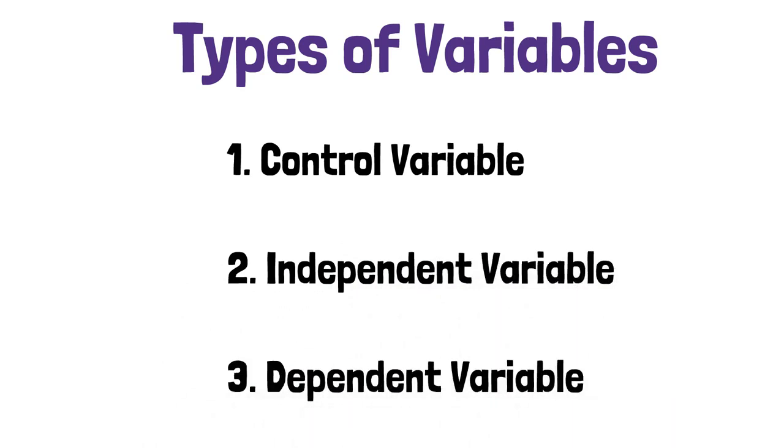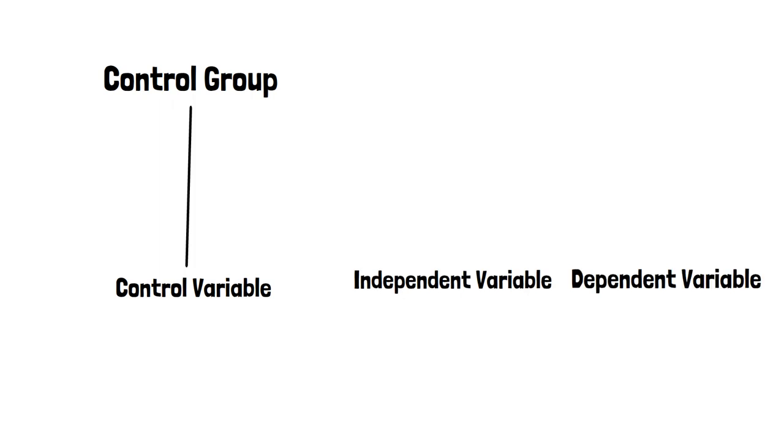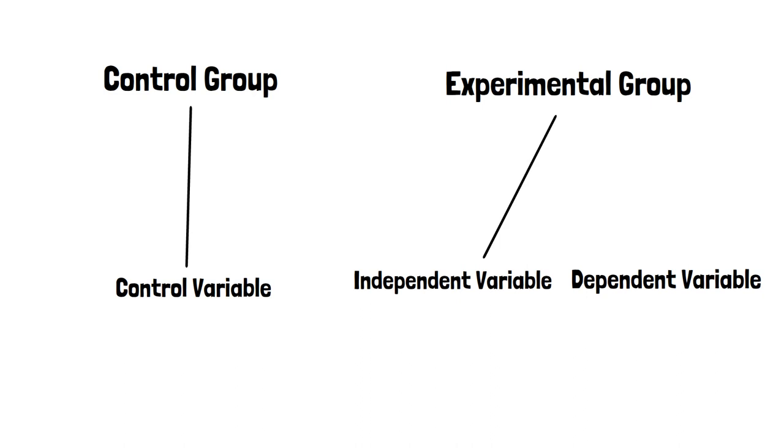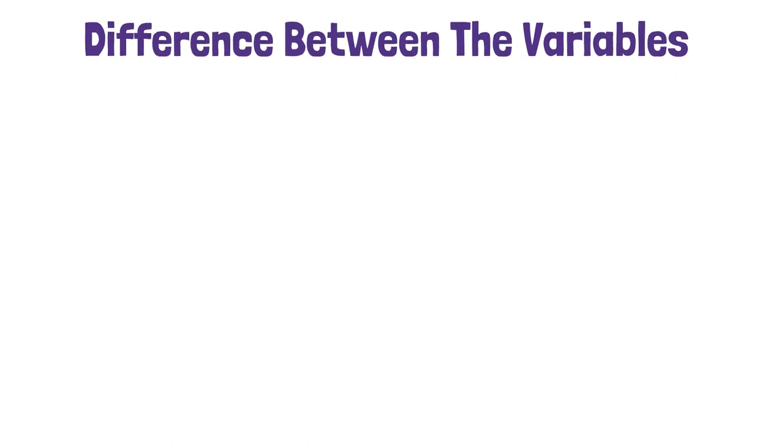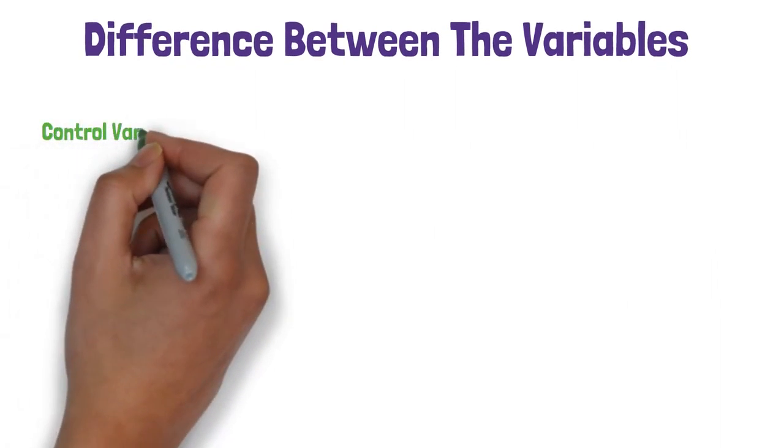Each variable belongs to a group. The control variable will be found in the control group, and the independent and dependent variables are found in the experimental group. Let's look at the difference between these variables. I am going to start with the control variable.